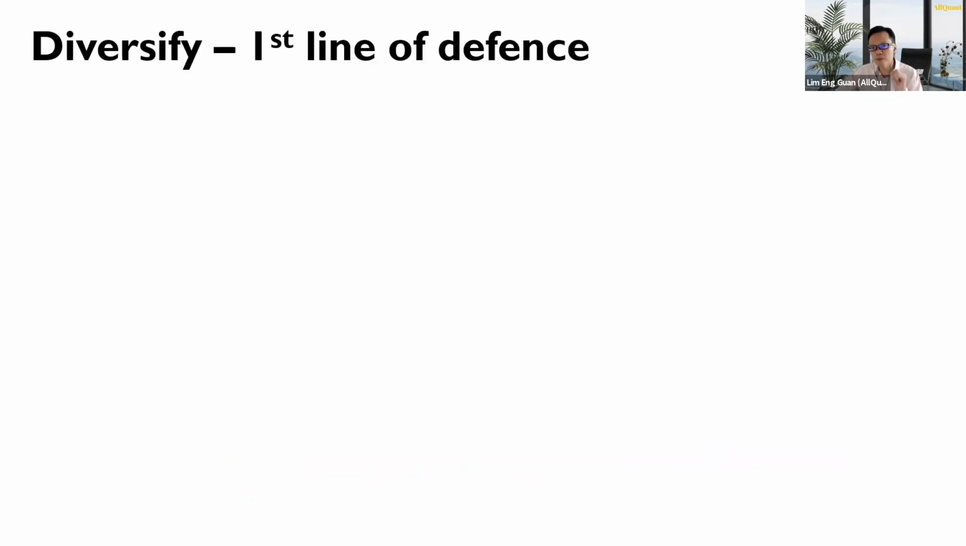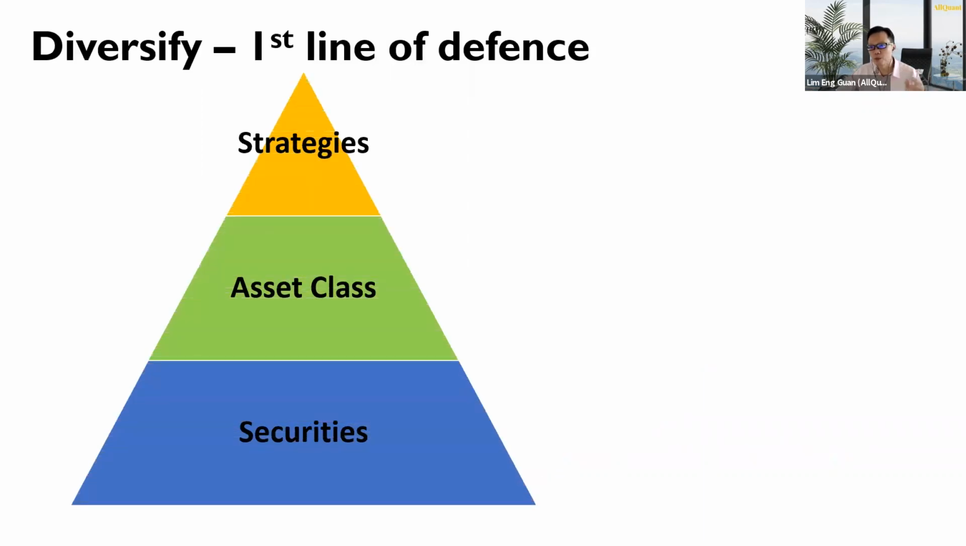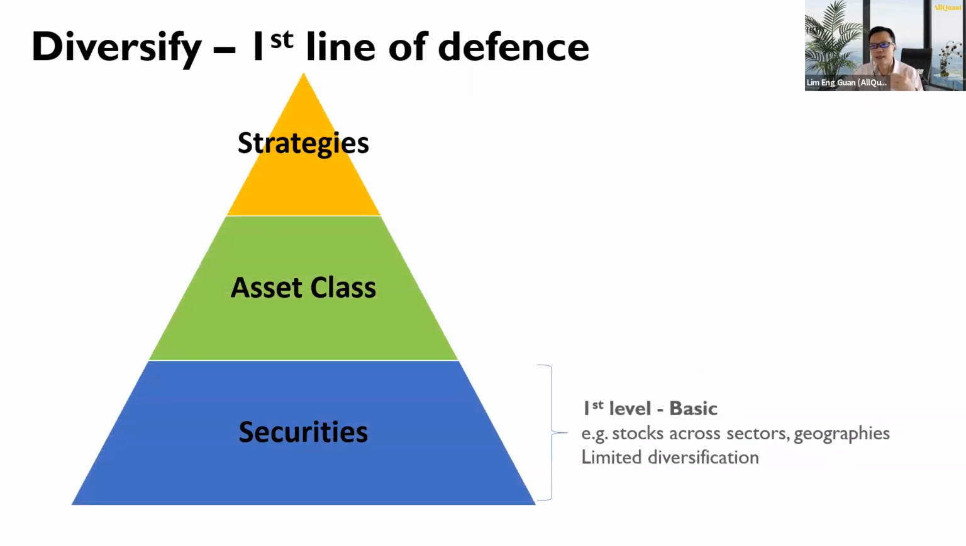Now, there are actually different levels of diversification. Most people are familiar with the basic level, which is diversification across securities within the same asset class. So, for example, you may invest in stocks across different sectors and countries. This gives you some protection, in particular, against a stock, sector, or country-specific event or crisis. But overall, it is still limited against an event of a global magnitude, like a global stock crisis.